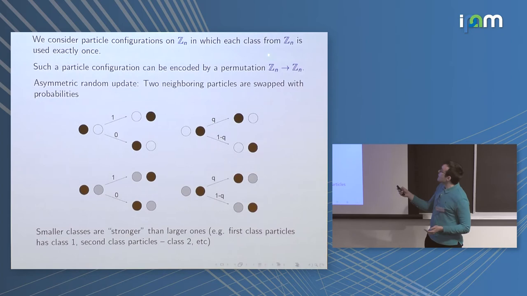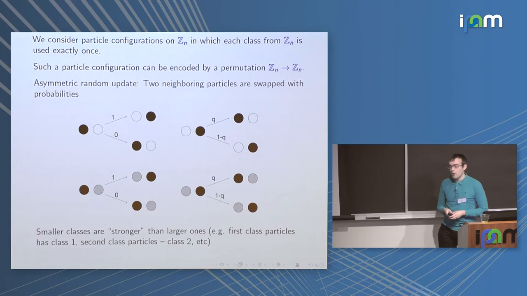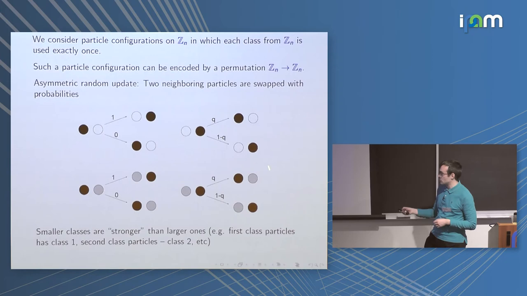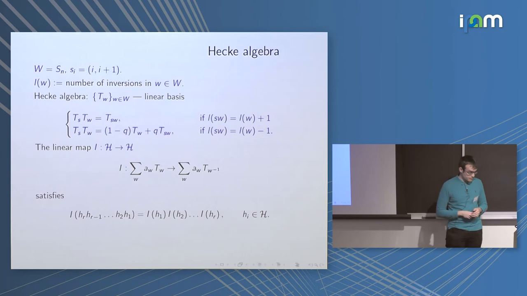So for each type, we have exactly one particle of this type, which lives in one of these positions. And then the particle configuration can be encoded by a permutation. And then we have ASEP dynamics on these permutations, which are defined by these updates. That's just a reminder of how one defines the update. And this setting is identical to the following more algebraic construction. So let me briefly recall what a Hecke algebra is.